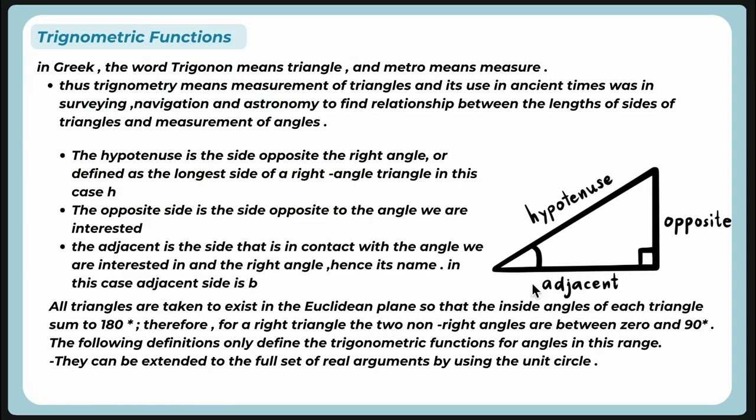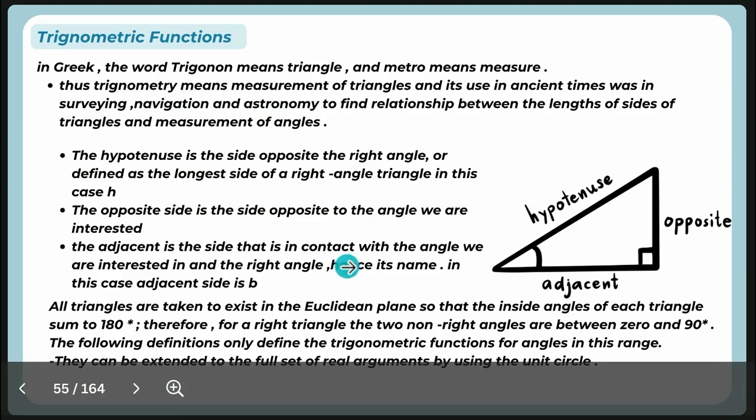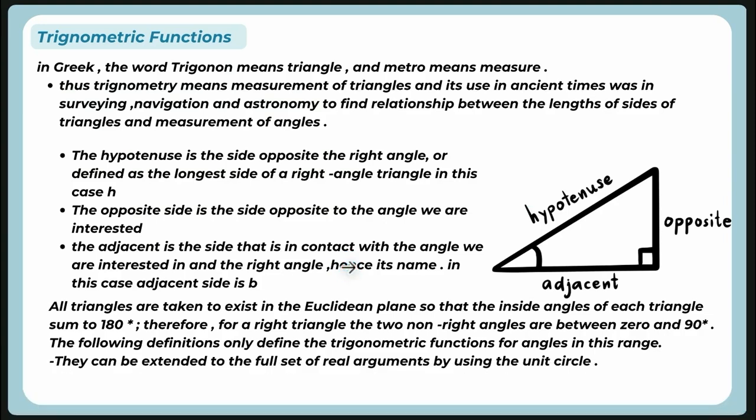Now we're going to move on and speak about trigonometric functions. So let's go ahead and start explaining it. In Greek, the word trigon means triangle and metro means measure. Thus, trigonometry means measurement of triangles, and its use in ancient times was in surveying, navigation, and astronomy to find the relationship between the lengths of the sides of triangles and the measurement of angles.